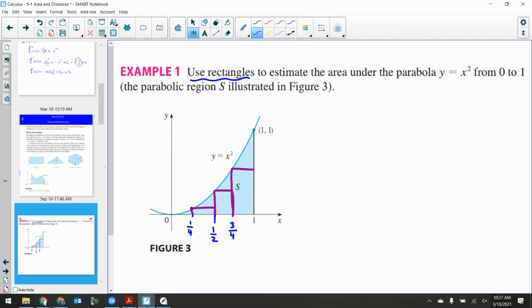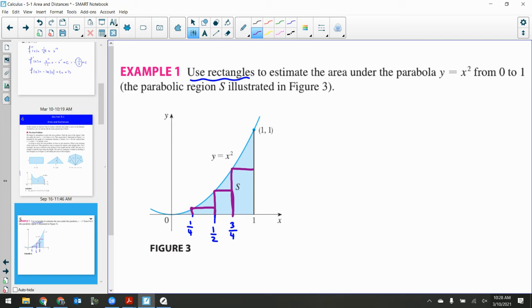How many rectangles did I create? 3. How did I know to divide it up into 4 pieces? I just made that up for right now, and that's just showing you how to do this. There are going to be a lot of times where I tell you how many pieces to break it up into. So I'm breaking it up into these 4 shapes.